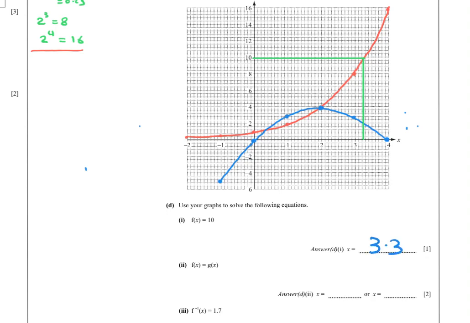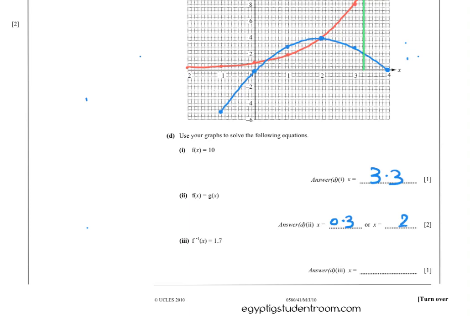Next, f(x) equals g(x) when the two curves intersect, at this point and that one. Find the x-coordinate for each. This one is 2 and this one is approximately 0.3. You have a range, so don't worry. So 0.3 and 2 are the intersection points.